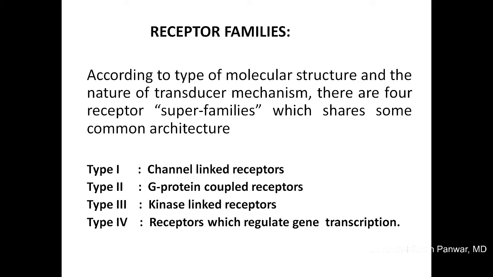This can be subdivided into four major categories that are mentioned below. So here we are going to discuss the receptor families. According to the type of molecular structure and the nature of the transducer mechanism, there are four receptor types, also called superfamilies, which share some common architectures. These four superfamilies are type 1 channel linked receptors, type 2 G protein coupled receptors, type 3 kinase linked receptors, and type 4 receptors which regulate gene transcription.